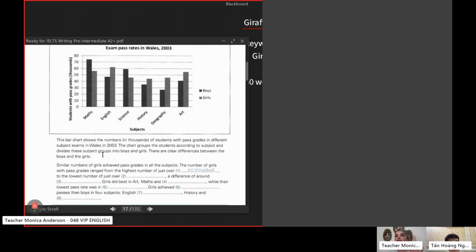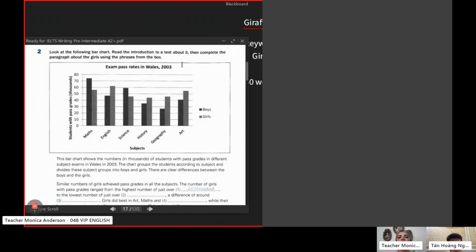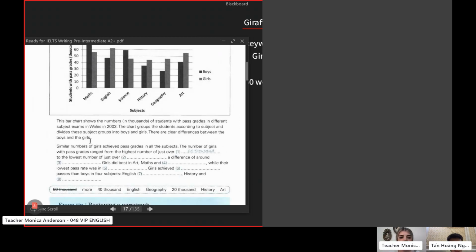In the introduction, you don't need to give details, but just tell me, for example, this bar chart is about this and just this. And if you want to mention the year, you only say, for example, just 2003. And you don't need to talk about details, like different subjects like math, English, science, just a total and general information. Now, this is an introduction.